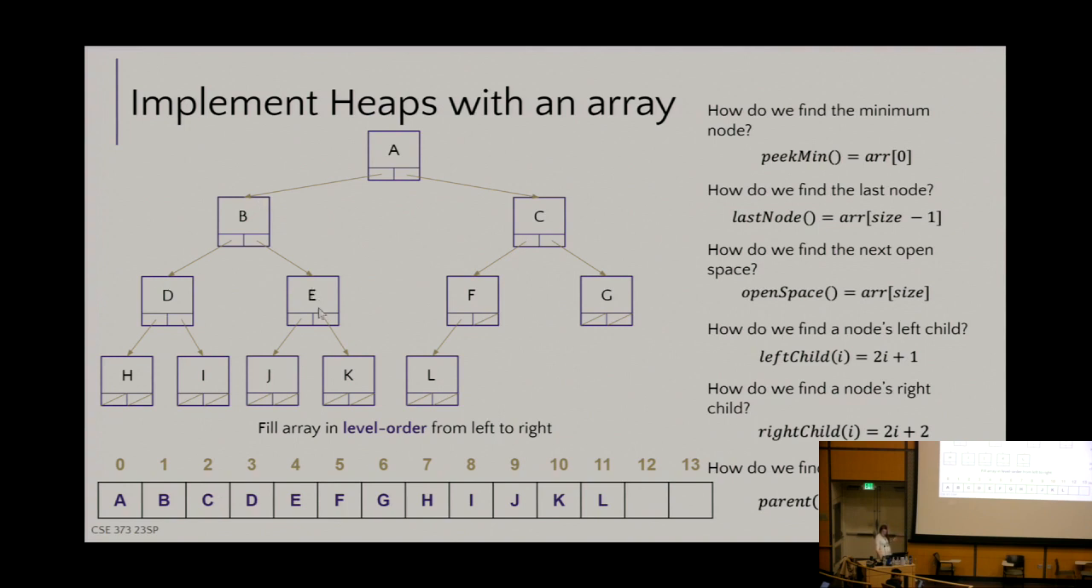Let's go to E. E is at index 4. 2 times 4 is 8, plus 1, there's the J, right there, its left child. Plus 2, there's the K, its right child.